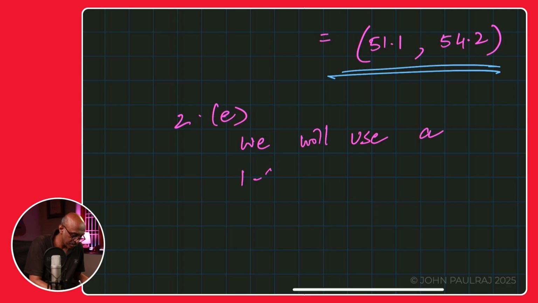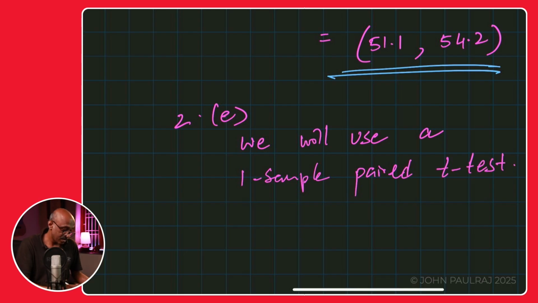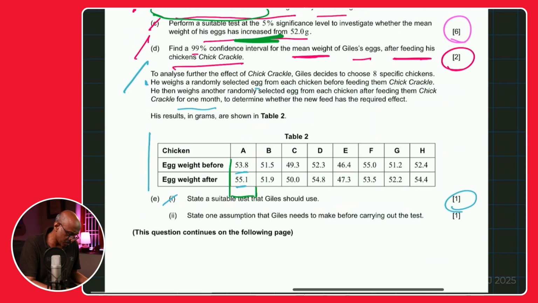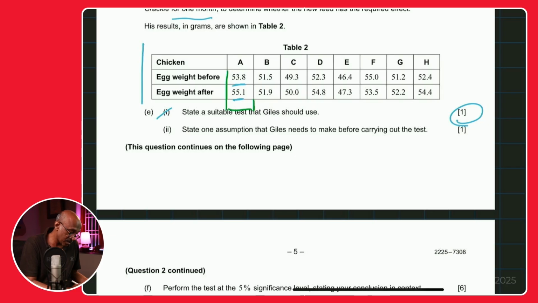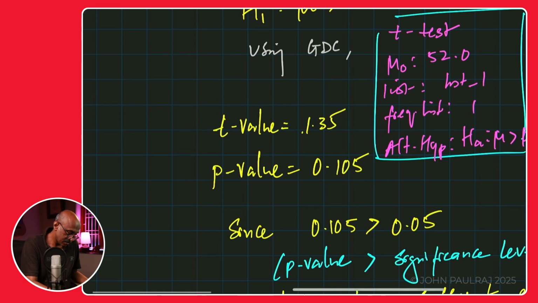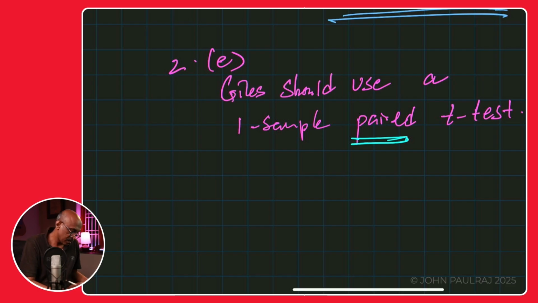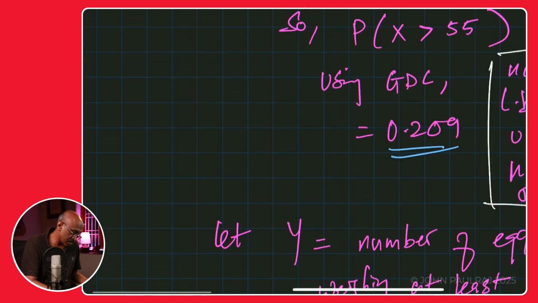a 1 sample paired t-test. I've explained why t-test, because the population standard deviation is not known. I've explained why paired, same chicken. The difference of after minus before is what we are interested in finding out. So maybe you should answer it as not 'we' but 'Giles should use'. Let's answer it that way. Giles should use. You should always answer in the context of the question. That's 2E part 1, I believe.